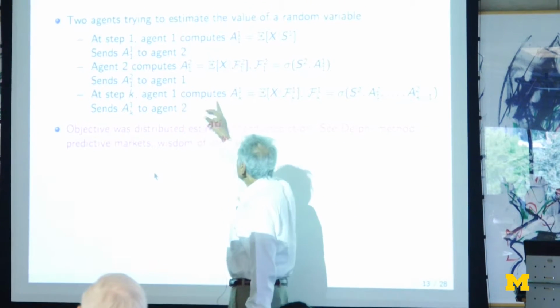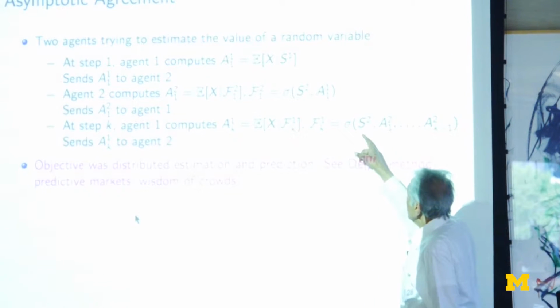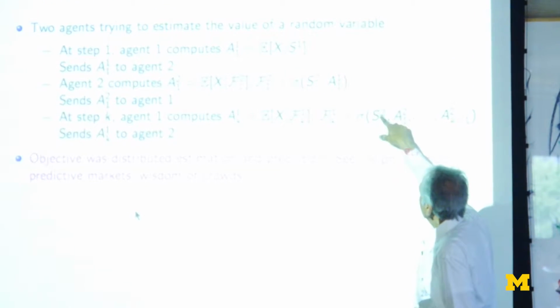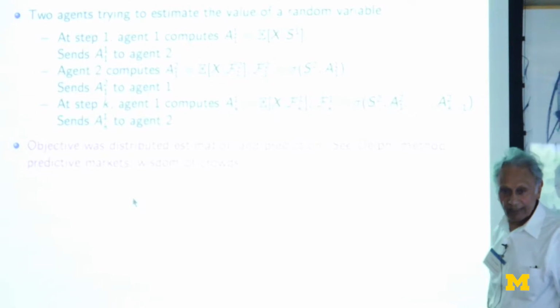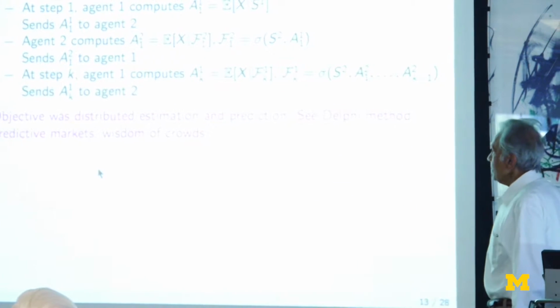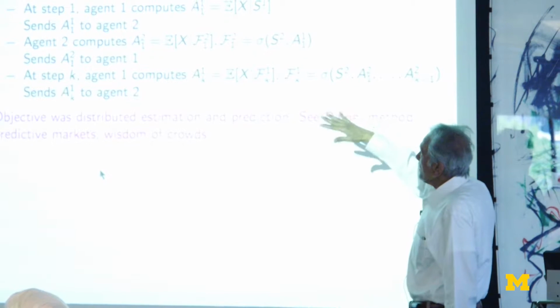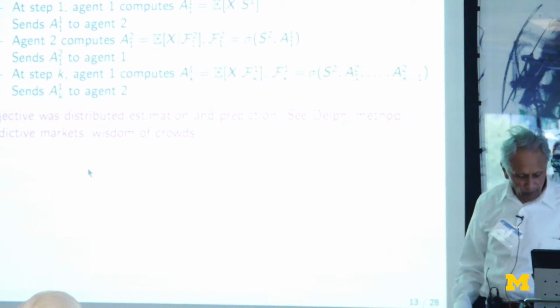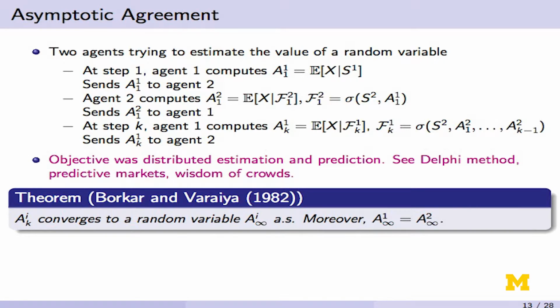Then at step k, agent 1 computes his expectation given, this is wrong, that should be 1, and given all the signals that he got from elsewhere, right? And we keep going, right? This should be 1. That's his private signal. It's not S2, but S1. And the purpose of the story was to figure out what you get. And the theorem is that these expectations, step 1, step 2, step 3, etc., will converge to this random variable a_i infinity. Moreover, both of the agents will converge to the same thing. Right? So that's the theorem of Borkar.